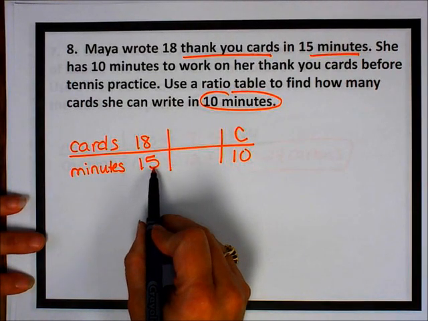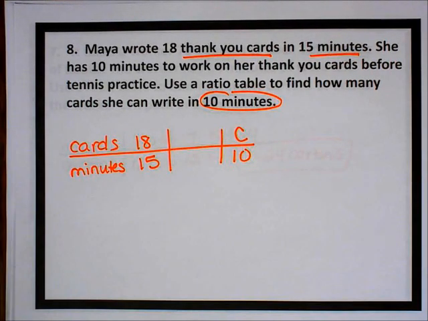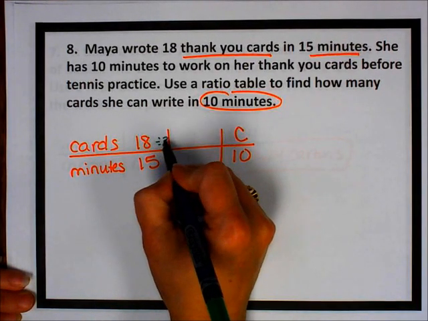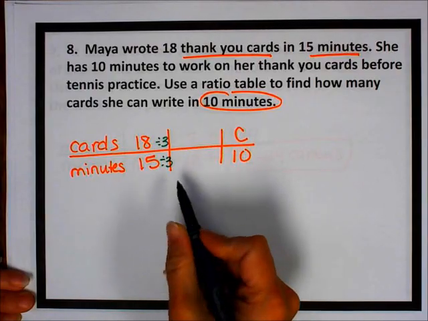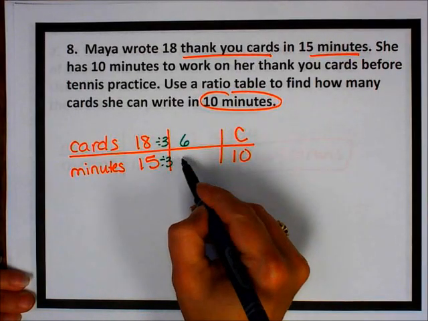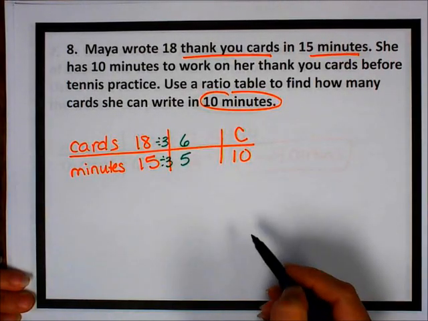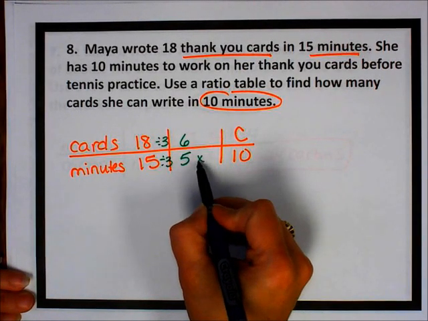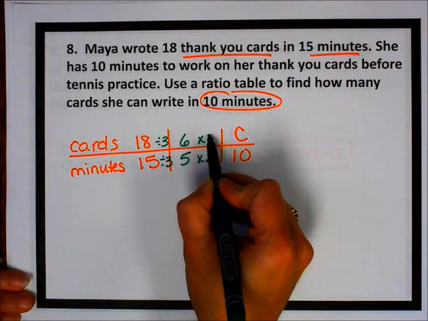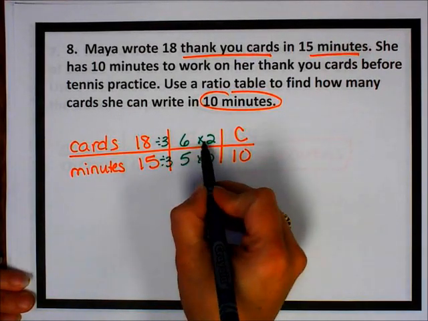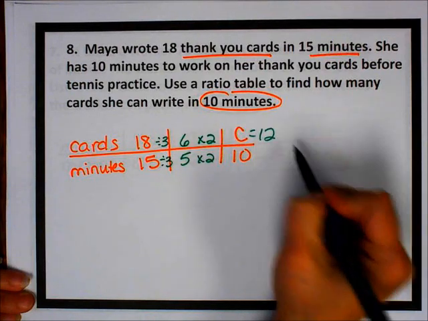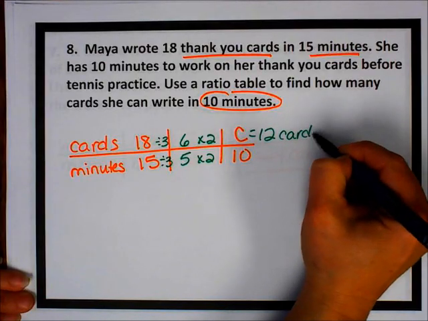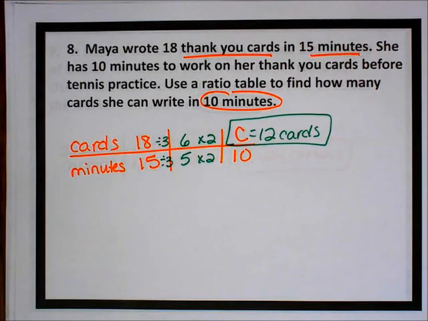I noticed that I couldn't do anything to get from 15 to 10, but I noticed I could simplify the ratio 18 to 15 by 3. So the ratio 18 to 15 simplifies to 6 to 5. Now I notice I can get from 5 to 10 by multiplying by 2. So I'm going to do the same on the top. So 6 times 2 is 12. So I now know that Maya can write 12 cards in 10 minutes.